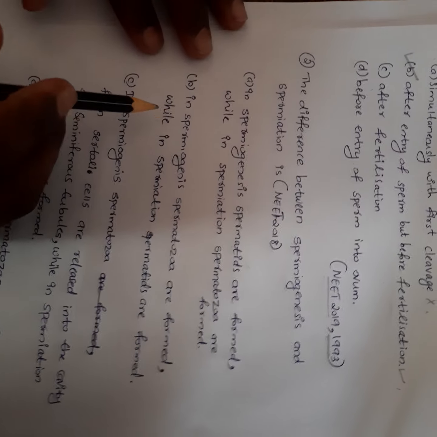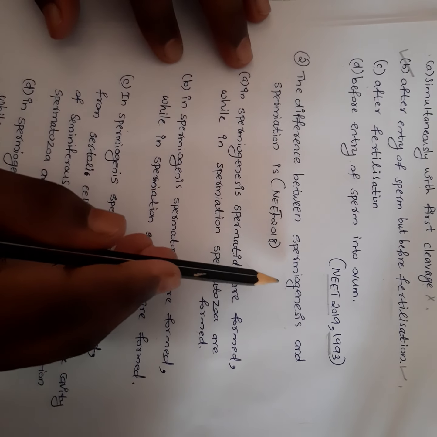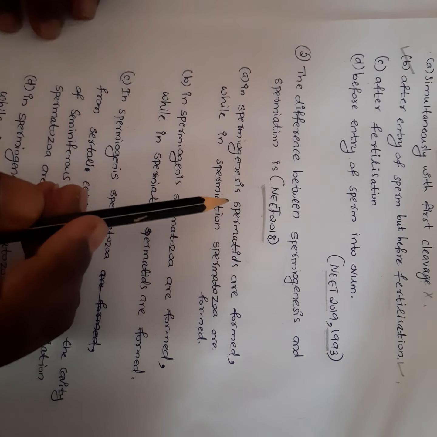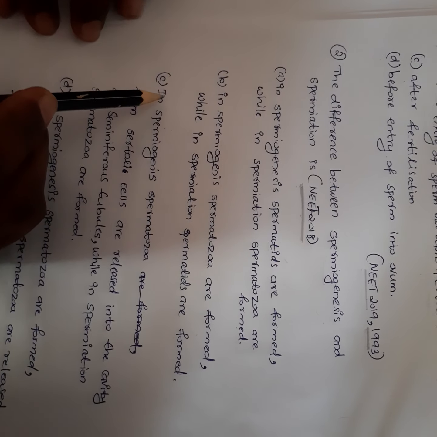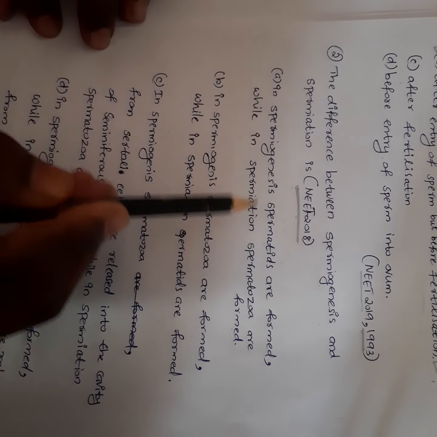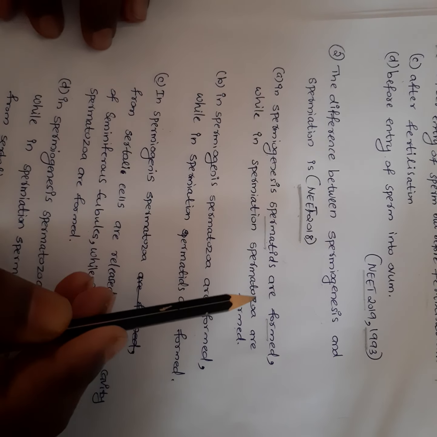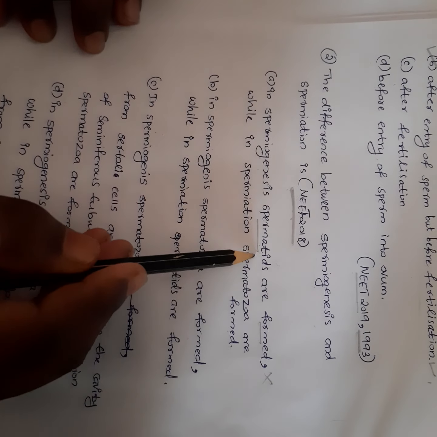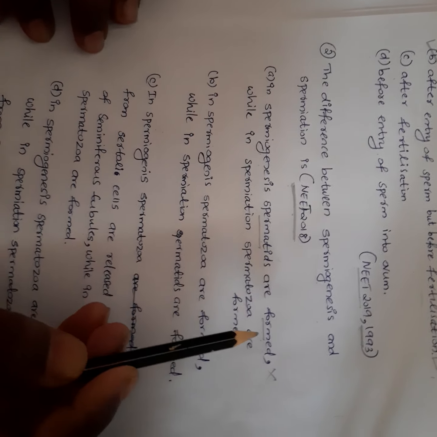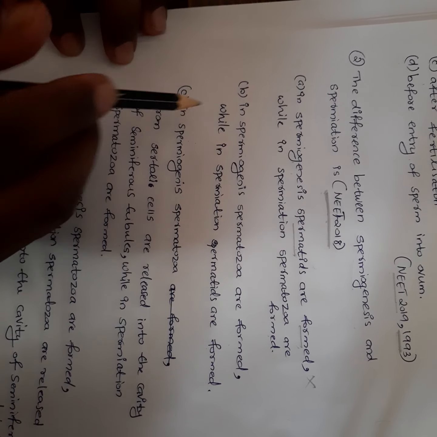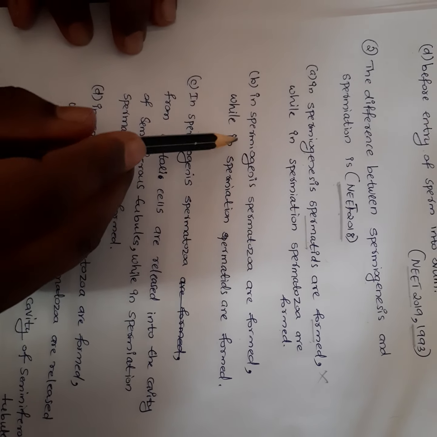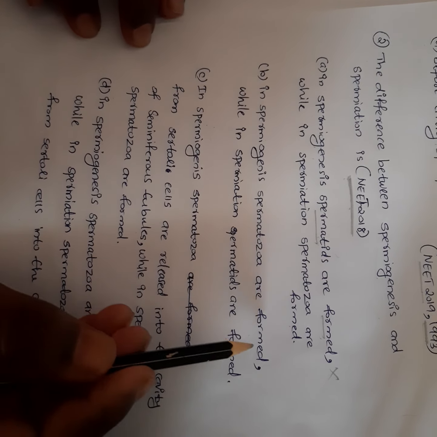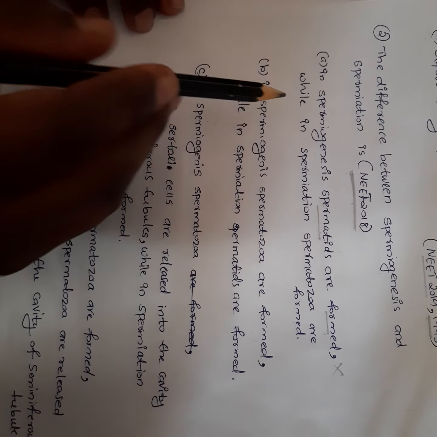Next, I'm taking the question: the difference between spermiogenesis and spermiation is. This question was asked in NEET 2018. Okay, I'm taking the first statement. Let's see. In spermiogenesis, spermatids are formed. That statement is incorrect, right? During spermiogenesis, sperms or spermatozoa will form. So I'm leaving that option. Next, I'm taking option B. In spermiogenesis, spermatozoa are formed. That is correct. Okay, but we need to check the second statement also.